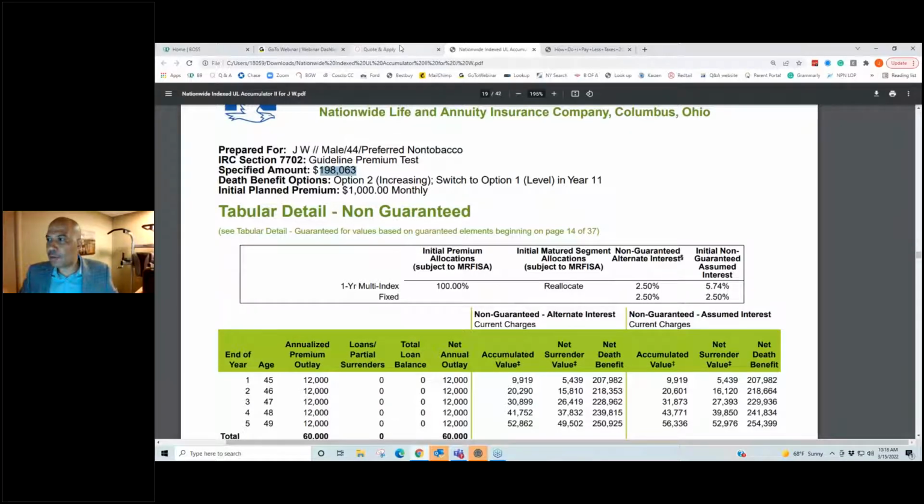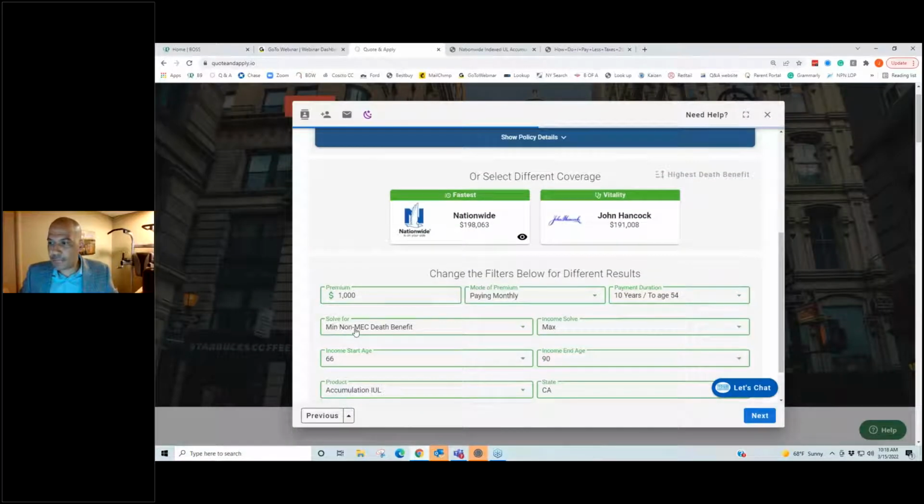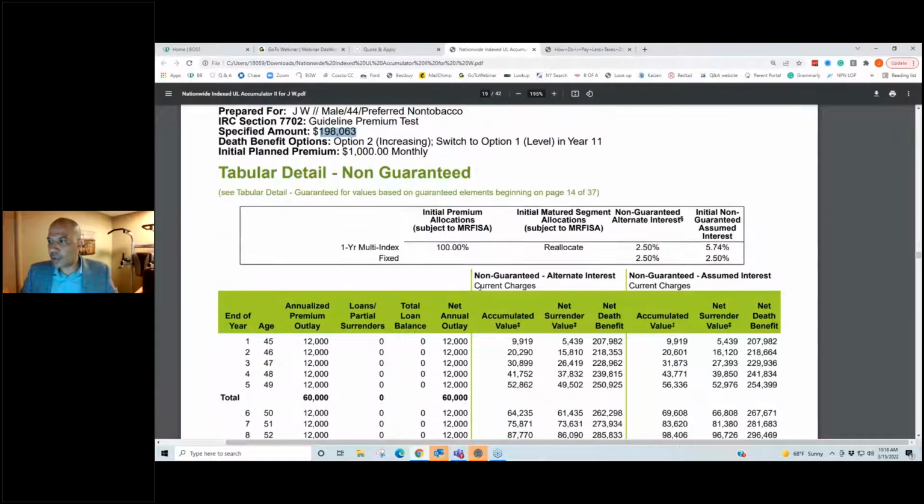So just to remind you all, we're running this at a minimum non-MEC, which is the lowest death benefit possible, right? Allowing me to maximize the most cash I can get out of the policy. So here we go. Let's go back to our illustration here. This is an IUL, Index Universal Life.